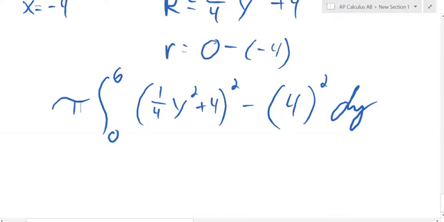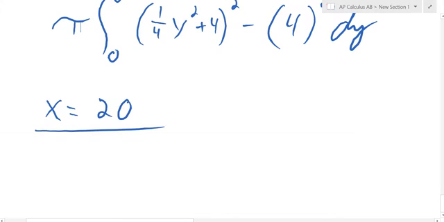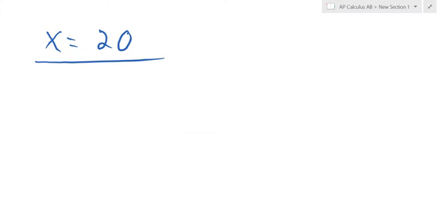Easy enough? Do me a favor. Same exact region. Find me the equation when it's rotated around x equals 20. Very good.